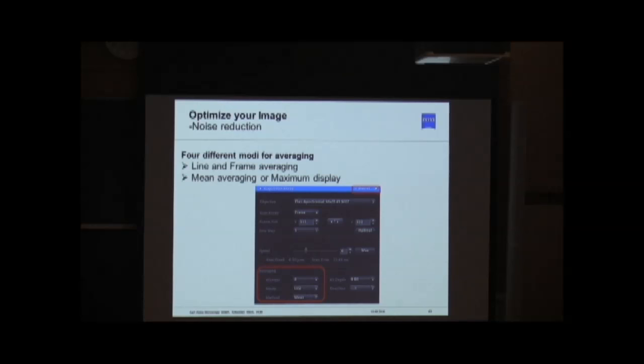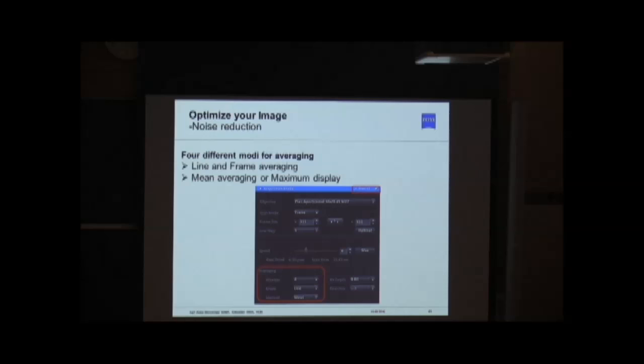What does it mean? Frame averaging, let's start with the one that everyone should use if you work with fixed samples, is a way that you record an image and you record a second image after the first image was recorded, take the fixed intensity values and create either a mean or a maximum. What that means, I will talk about in a second.